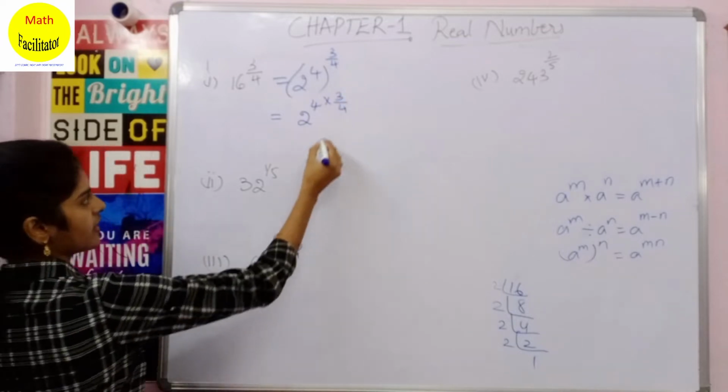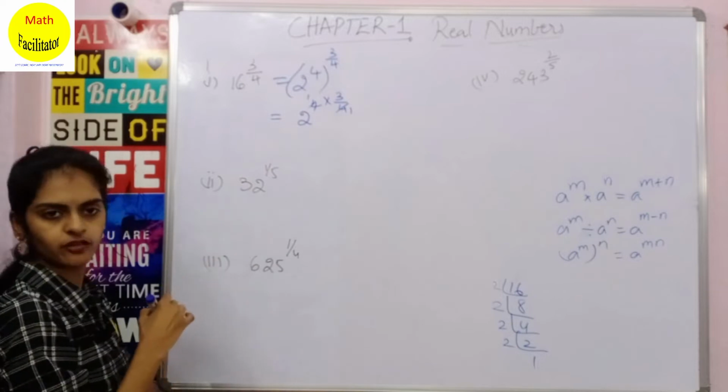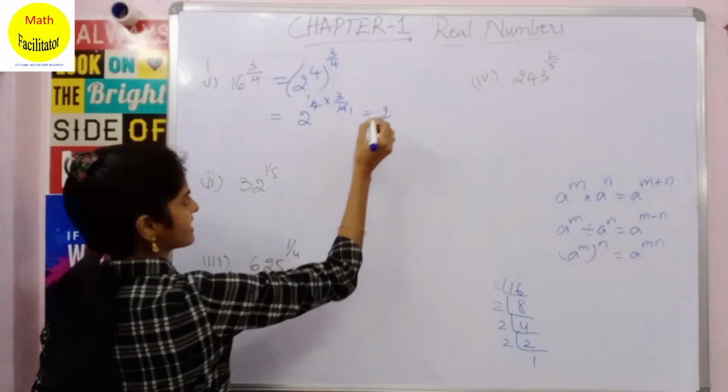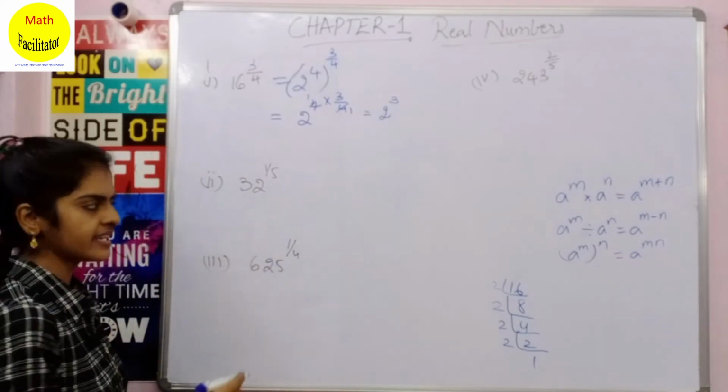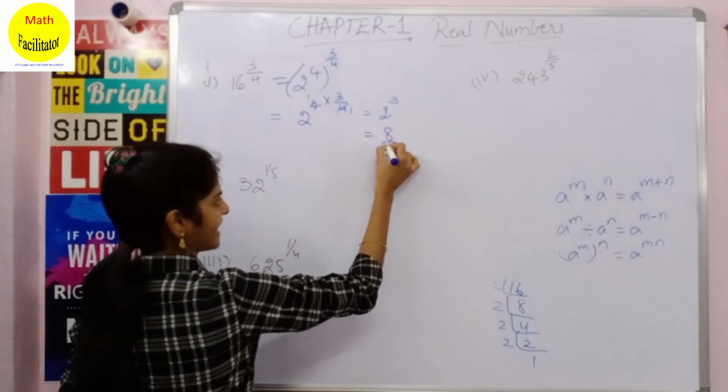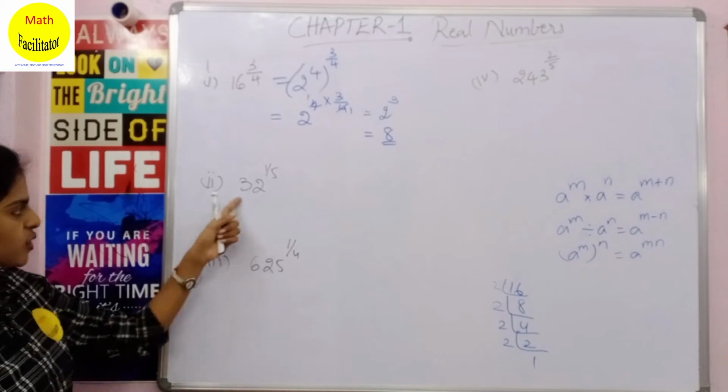Clear? So now it is 4 1s are 4, 4 3s are 12, 12 divided by 4. So you can see that it has reduced to 2 cube. So 2 cube is nothing but 8. Now let us move on to the next one.